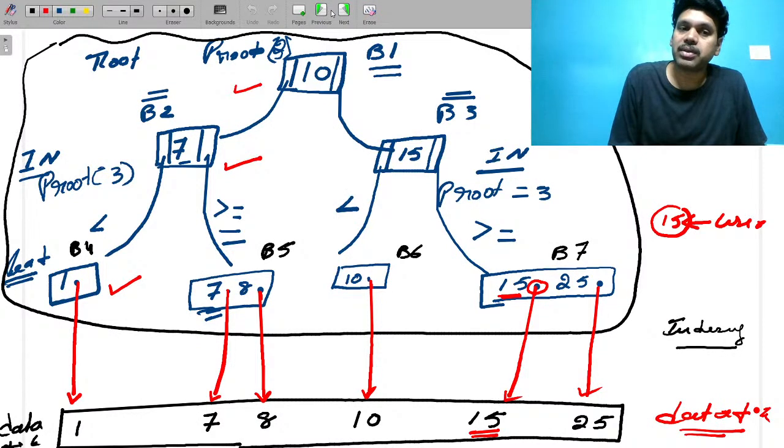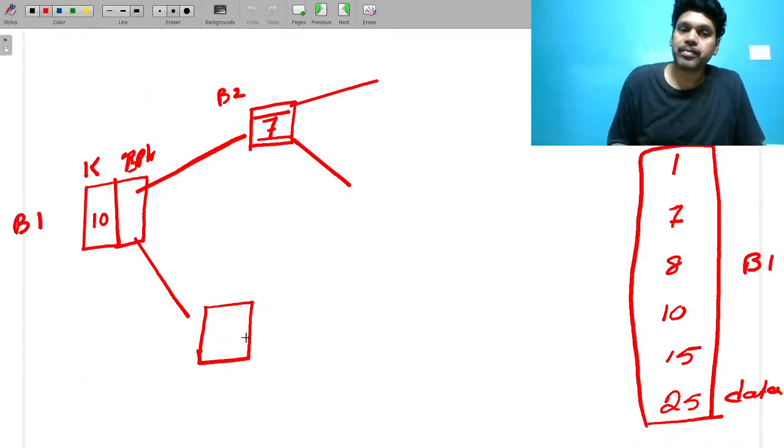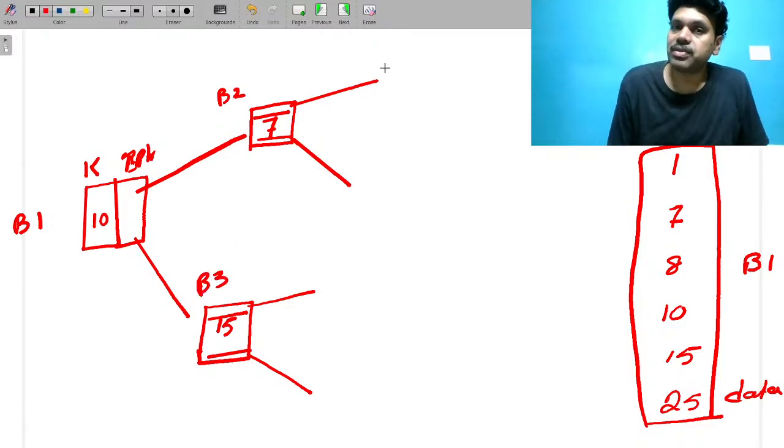So what is that node? It is a 15, which also has two block pointers. This is block 2, this is block 3. Now it comes to your leaf.